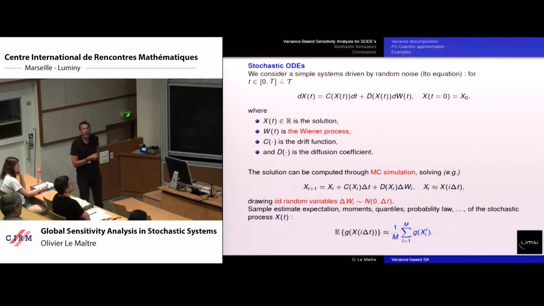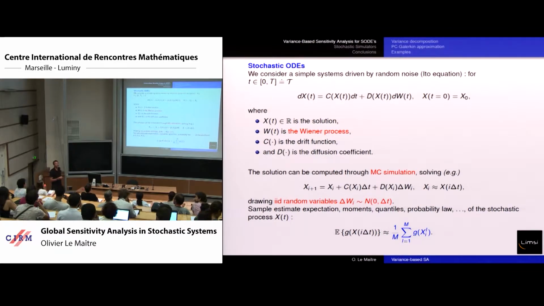Here everything is scalar, but you can extend everything to a higher dimension, so to the vector case, for instance. So you have the evolution of your solution X. You have a drift term that may depend on X. It could also depend on T. And you have diffusion terms here with the Wiener process, right? So very classical.